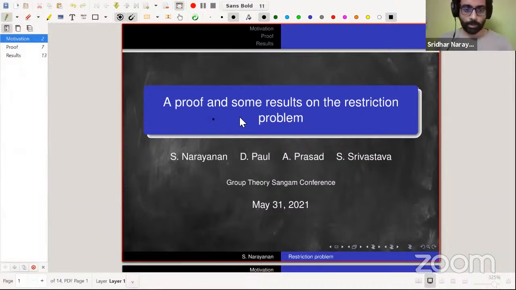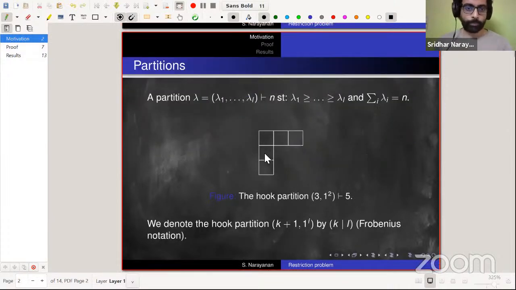Thank you to the organizers for this opportunity. What I'm going to talk about today is a simple result and an elegant proof that is part of a larger project that I am involved in with Joy Paul, Amritanshu Prasad, and Shraddha Srivastava. So let's just get into it.